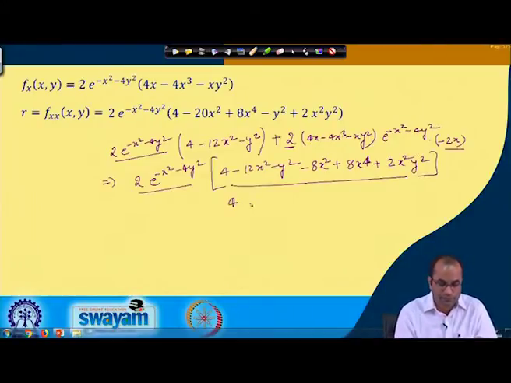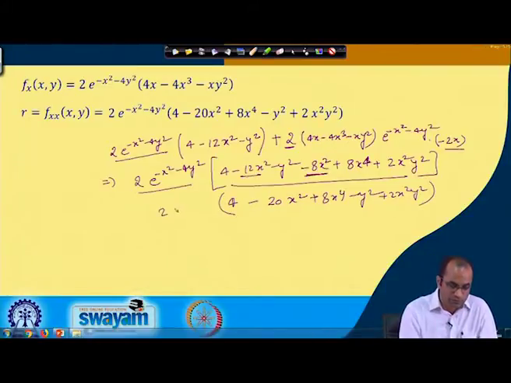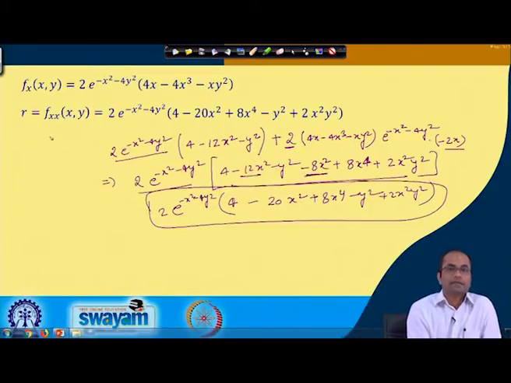We have the 4, then we have x square term. So, 8 x square, and then this is 12 x square, which makes 20 x square. Then we have x to the 4. So, 8 x to the 4, we have minus y square, and then we have this 2 x square y square term along with this 2 e to the minus x square and minus 4 y square. So, this is the second order derivative with respect to x, which is already written there.